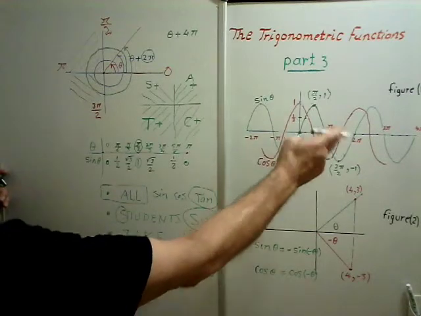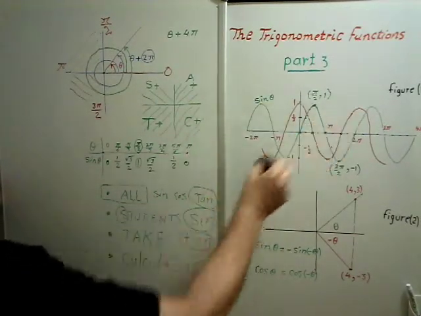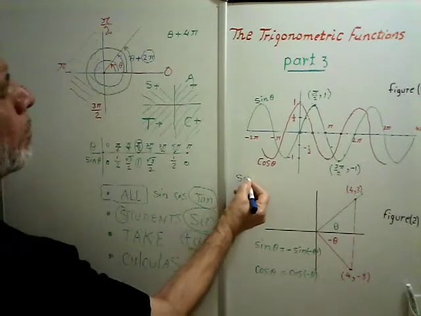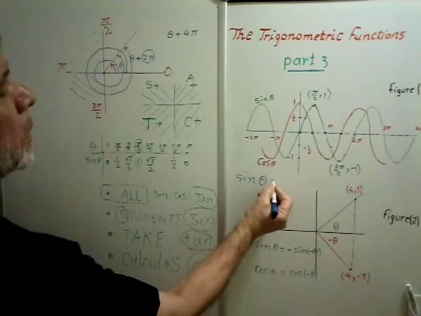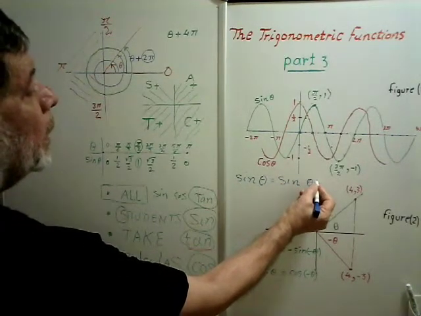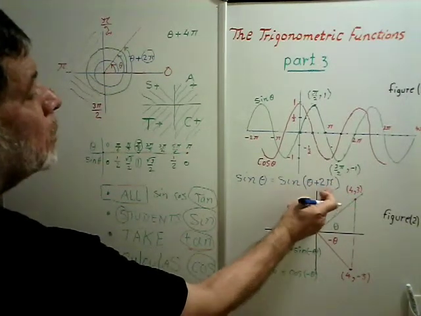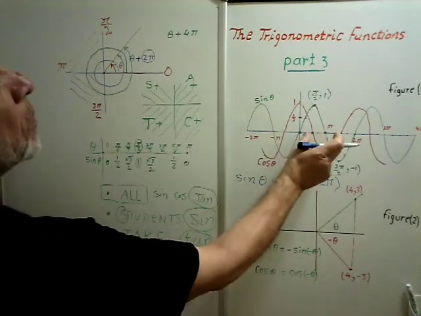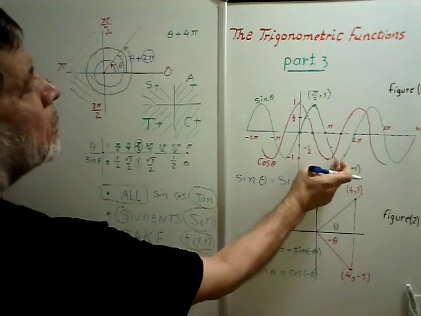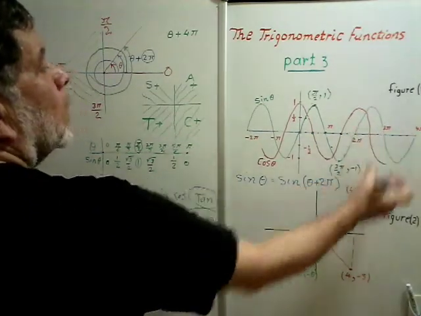And in red color, the graph for cosine. We can write the result for this graph: sine theta is the same as sine of theta plus 2 pi, because the length of the period is 2 pi. The first period here is from 0 to here, and the other period from here to here, and so on.